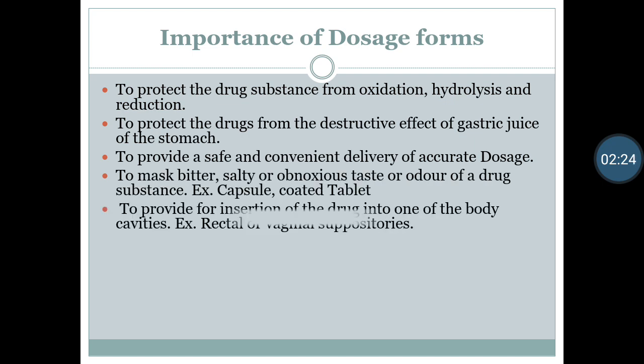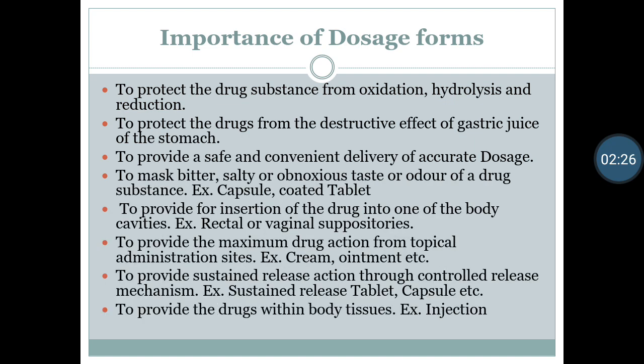Importance of dosage form. To protect the drug substance from oxidation, hydrolysis and reduction. The oxidation, hydrolysis or reduction of drug occurs when the drug directly comes in contact with light, air and moisture from the atmosphere. That's why drug is given in coated tablet or in capsule form.